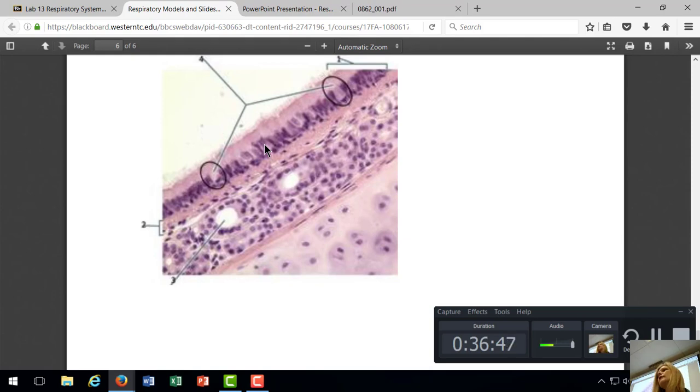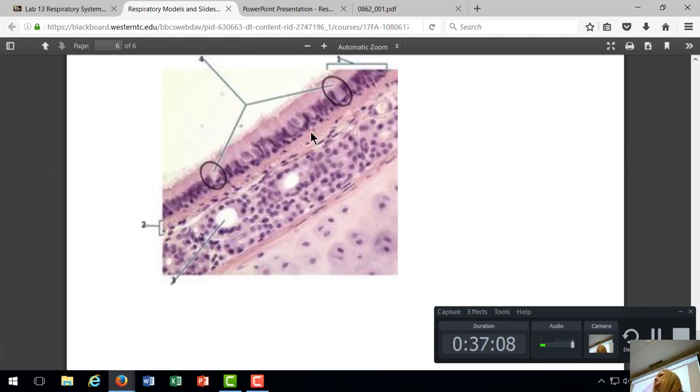But it has cilia. So the first name starts with ciliated, pseudo-stratified, and these are tall, thin cells, so they are columnar. So it's ciliated, pseudo-stratified, columnar epithelium. That's what lines our airways.